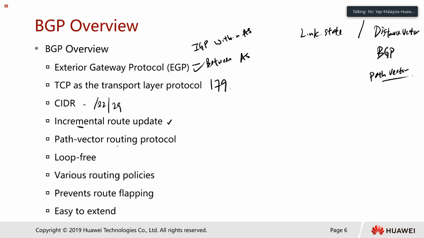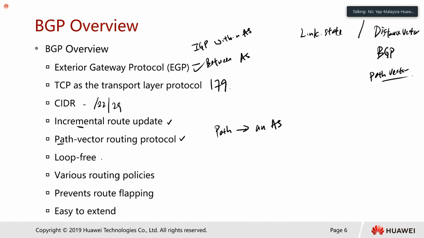It is considered a path vector routing protocol. The path over here is considered an AS. One AS is one path. Compared to RIP, where one router is one hop, here the entire AS is one hop for me. So that's why it is called a path vector in BGP.